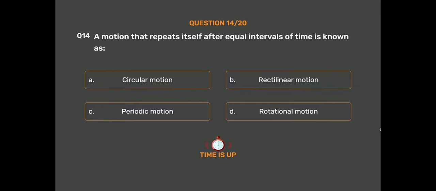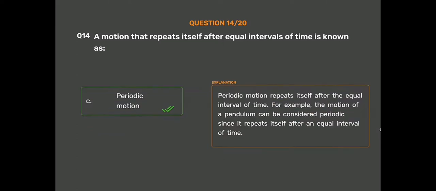The correct answer is option C. Periodic motion. Periodic motion repeats itself after an equal interval of time. For example, the motion of a pendulum can be considered periodic since it repeats itself after an equal interval of time.